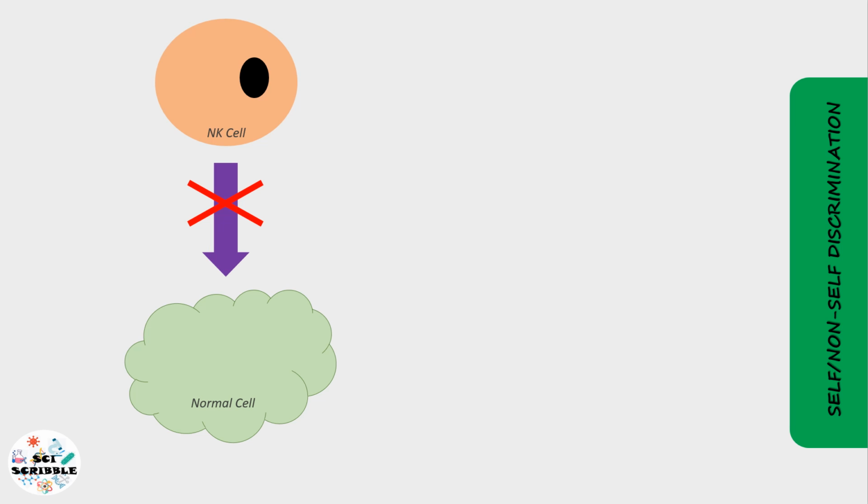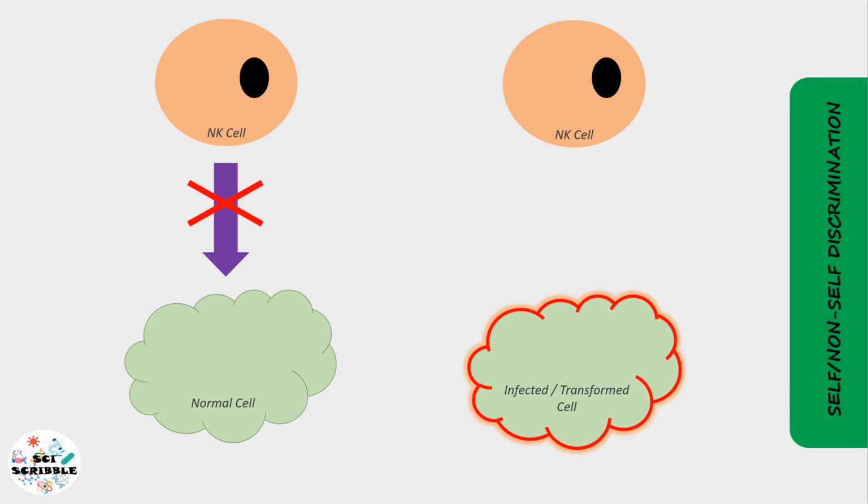Next, let's see what happens when the NK cell encounters an infected or a transformed cell. It will immediately start producing immune response and eliminate that particular cell from the body.